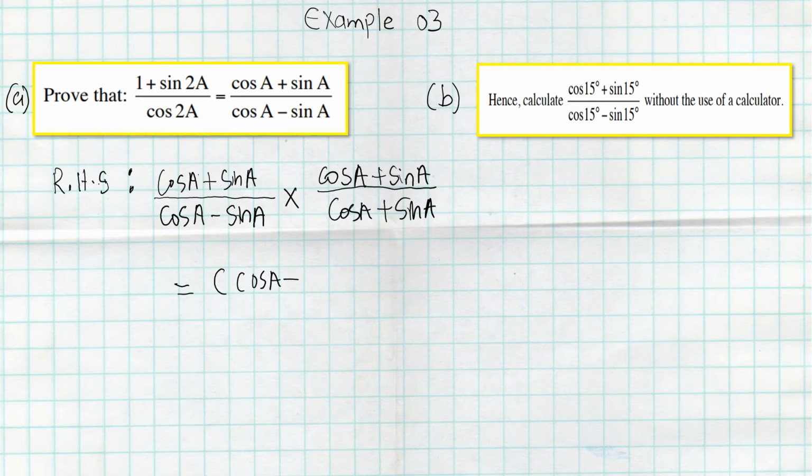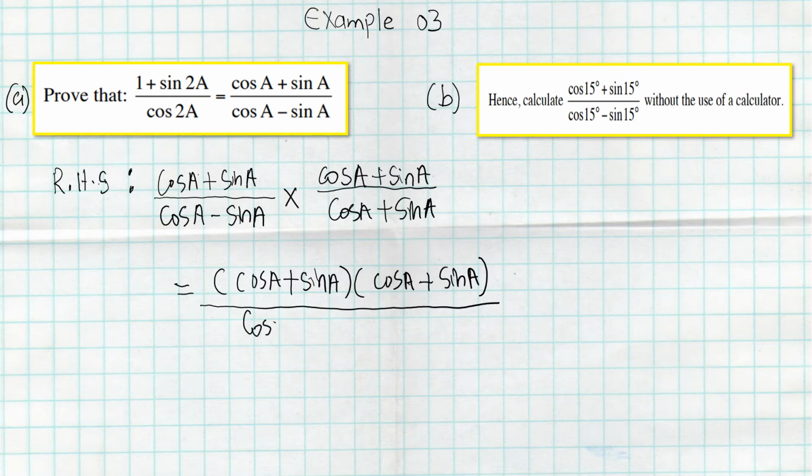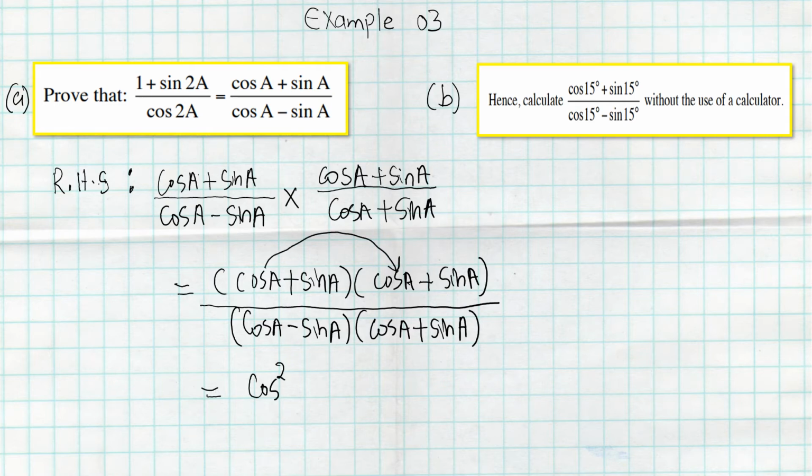So now after doing this, I can multiply my numerators and also multiply my what? My denominators. So when I multiply my numerators, it will be cos A plus sine A into cos A plus sine A. Can you see? Okay, divided by what? Divided by cos A minus sine A, it's being multiplied by what? By cos A plus sine A, right? Then I can expand. Can you see? So my cos A will multiply with my cos A to give me cos squared A.